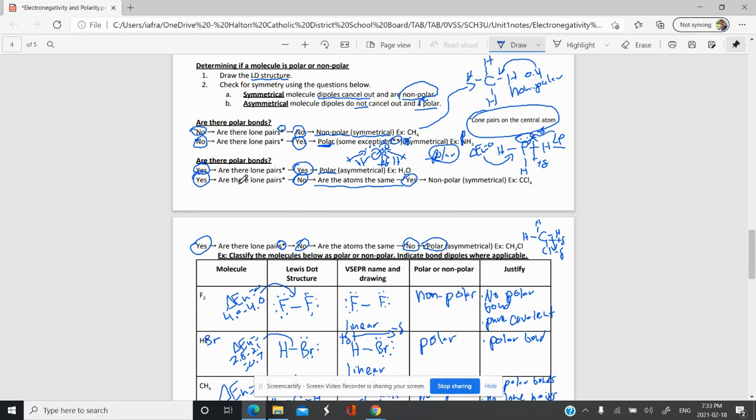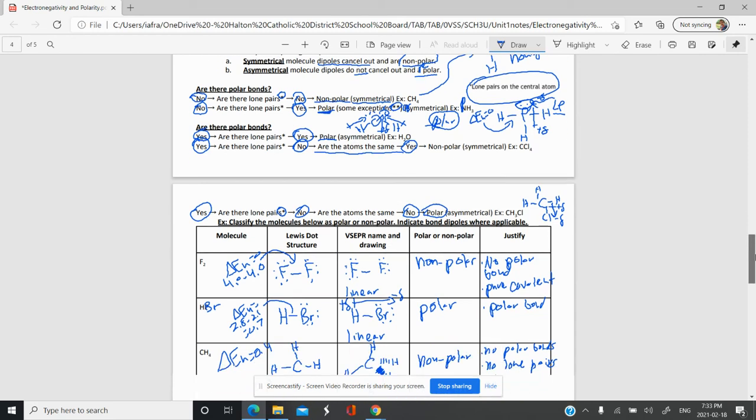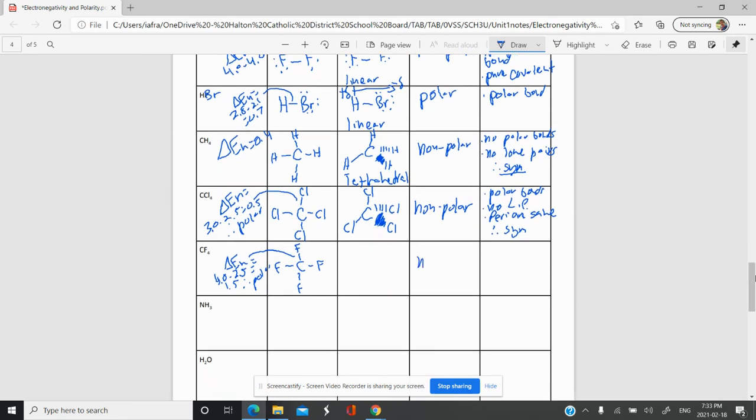Now, if you look carefully, our question is, are there polar bonds? Yes. Are there lone pairs? No. Are the atoms the same? Yes. So that means it's symmetrical, therefore non-polar. So non-polar, same reasons as CCl4, and then very similar structure there for the VSEPR. And these are all tetrahedral.